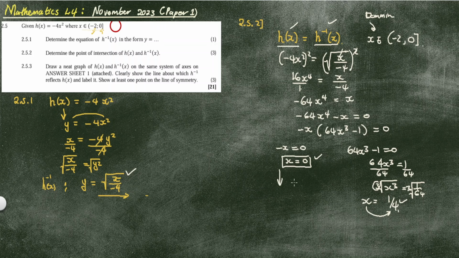Let's get the y value for the first point of intersection. I'm using h of x, so y is equal to minus 4x squared. With x equal to 0, y is equal to 0. So the first point of intersection is 0 and 0. And then the next one, I'm still saying it, this is concerning, but it's something we shouldn't worry about, because we can actually put in a negative value over this.